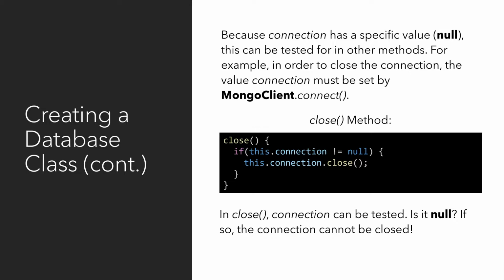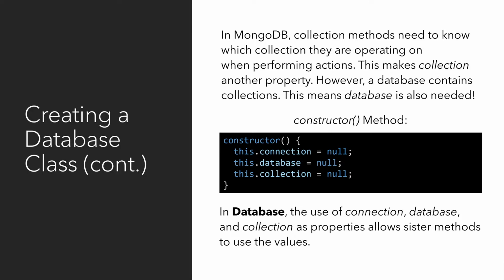In close then, connection can be tested. Is it null? If so, the connection cannot be closed. This usage then of testing if the connection exists will be a common theme across future methods within this video. In MongoDB, collection methods also need to know which collection they're operating on when performing actions. This makes collection another property, along with connection.